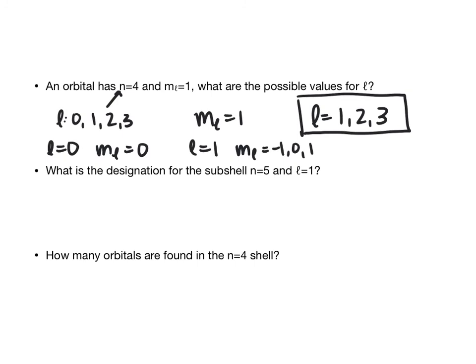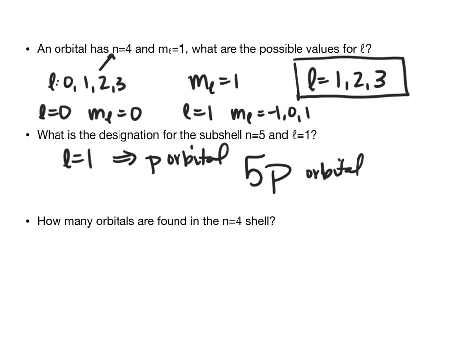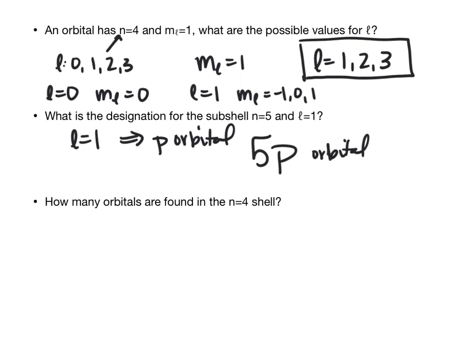So what is the designation for the subshell n equals 5, L equals 1? Well, L equals 1 tells us that it's a p orbital, so this would be the 5p orbital. Then we want to know how many orbitals are found in the n equals 4 shell. The number of orbitals is n squared, which in this case would be 16.